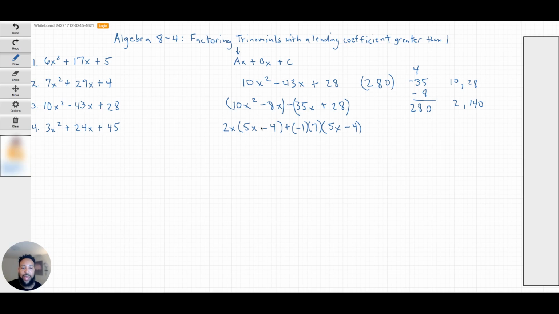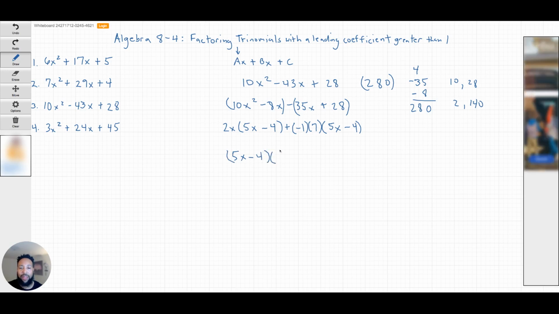So I see what we have in common here is your 5x minus 4, which is a factor. And what do we have left? You basically have a 2x minus 7, because negative 1 times 7 is negative 7. All right. Hope this helps. We'll move on to the next problem.